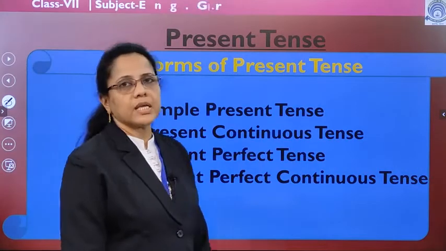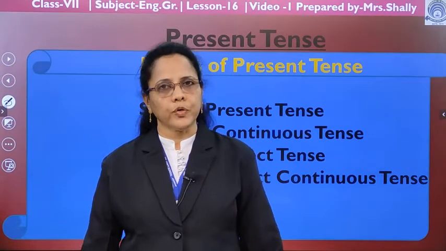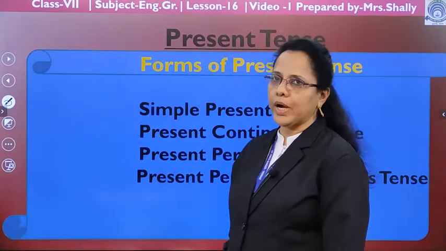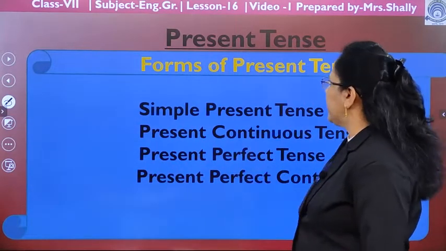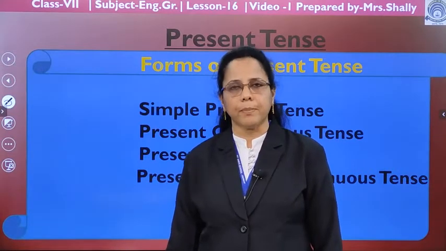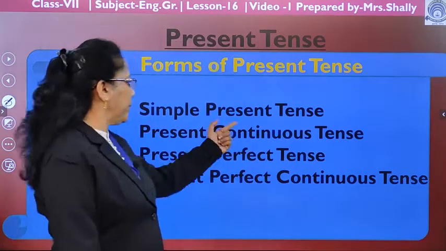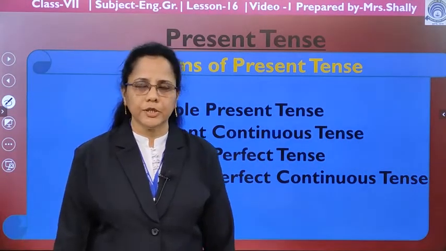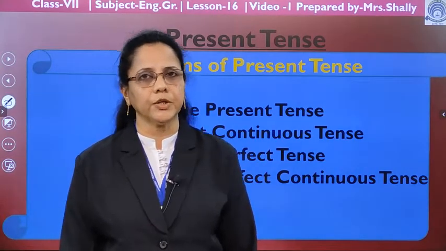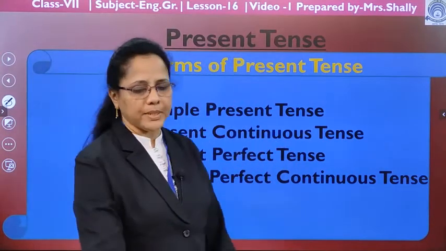So, each tense has four forms. The present tense, past tense, future tense, each tense has four forms. So, now let's learn one by one. Today we will be learning one of the forms of present tense, that is simple present tense. The four forms of the present tense are simple present tense, present continuous tense, present perfect tense and present perfect continuous tense. So, today we will be learning the first one, simple present tense.